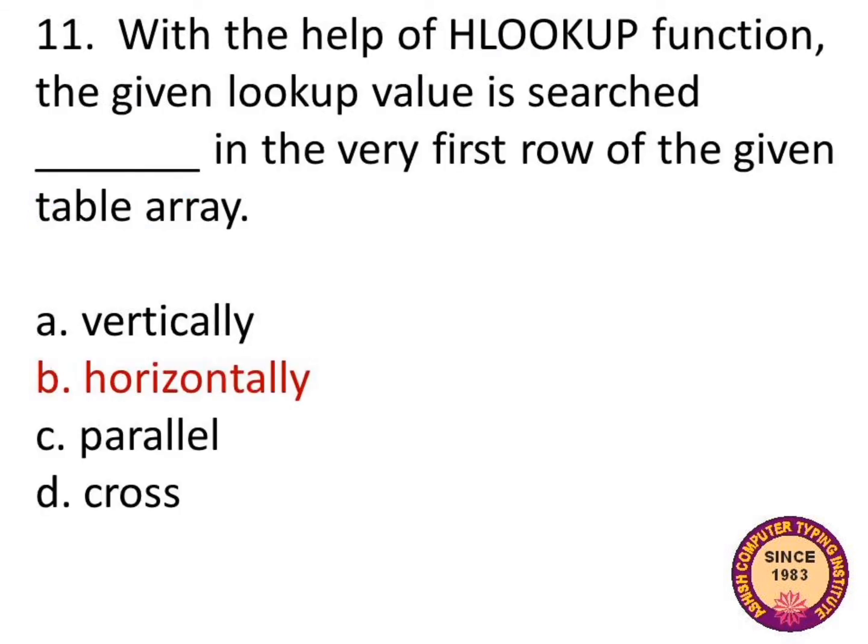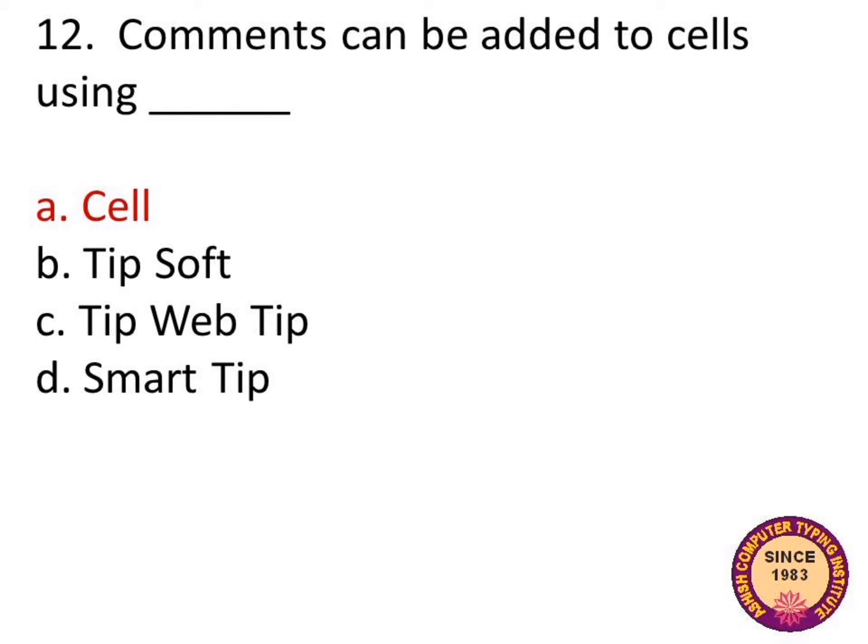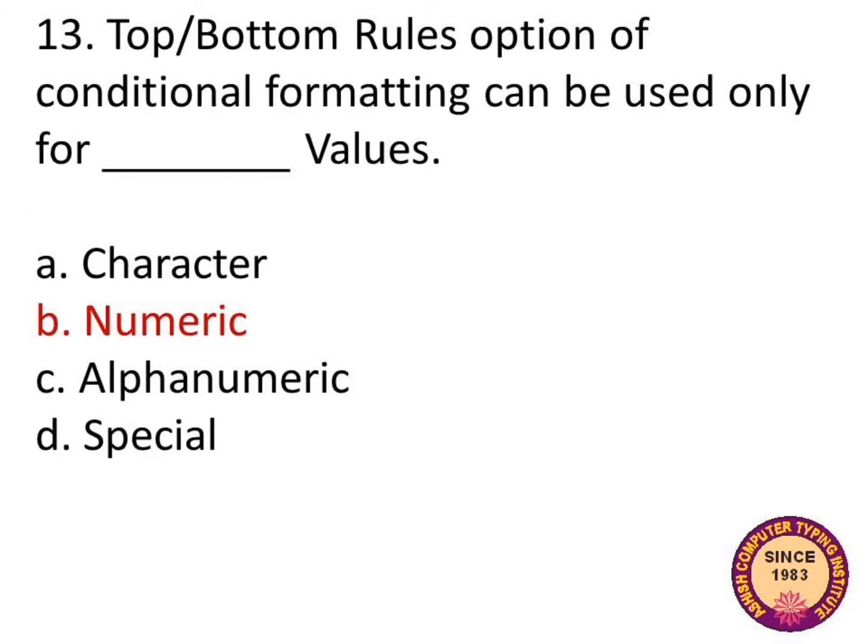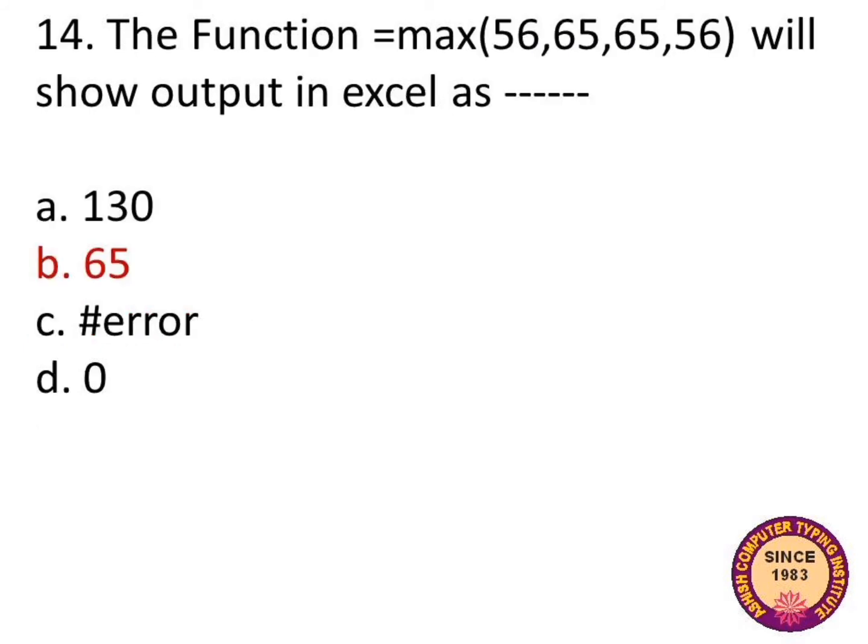With the help of HLOOKUP function, the given lookup value is searched in dash in the very first row of the given table array. Answer is horizontally. Comments can be added to cells using dash. Answer is cell. Top or bottom rules option of conditional formatting can be used only for dash values. Answer is numeric.